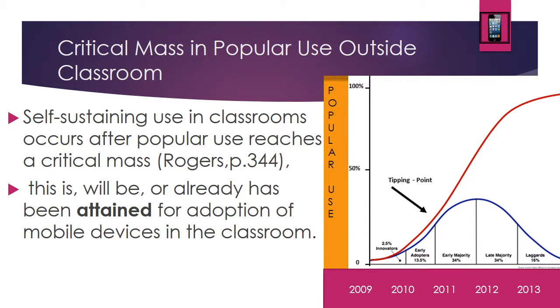Critical mass has been achieved in popular use outside of the classroom. Successful diffusion in classroom use occurs after popular use reaches a critical mass, according to researchers in this field. And based on the findings, this critical mass is, will be, or already has been attained for adoption of mobile devices in today's classroom.